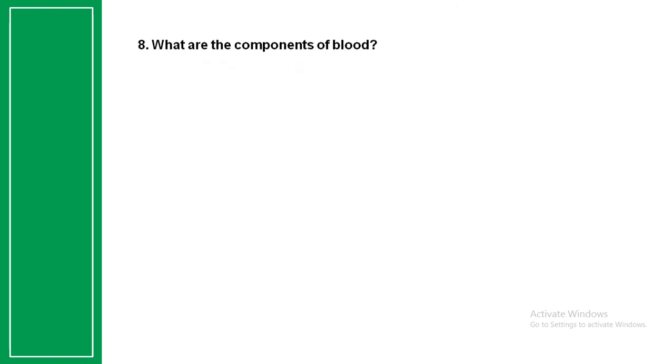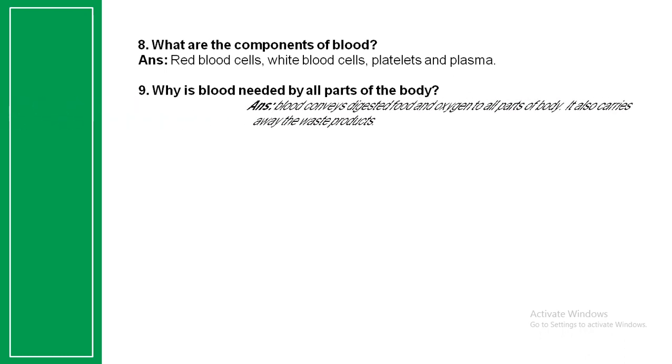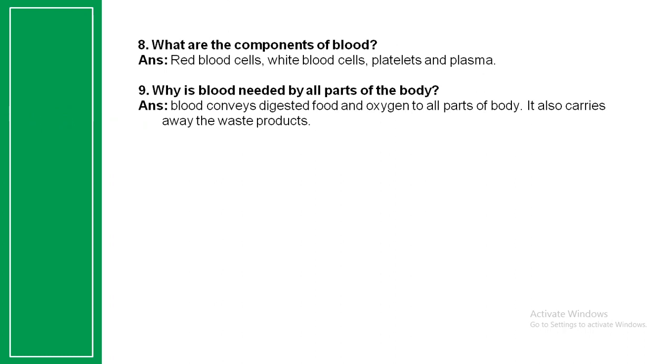Next one is: what are the components of blood? As I told you, the components of blood are blood cells and plasma. Name the blood cells: RBC, WBC and platelets. Next one is: why is blood needed by all parts of the body? So blood conveys so many things together. बहुत सारी चीज़ों को वो transport करता है. That is oxygen, carbon dioxide, water, nutrients, waste, and chemical substances. All these things are transported with the help of blood. So that's why blood is needed by all parts of the body.